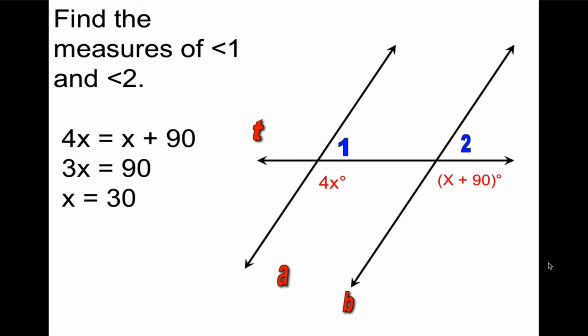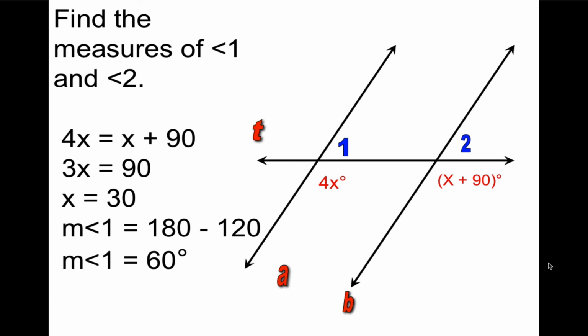The question is, what's the measure of angle 1 and the measure of angle 2? Well, this angle, the 4x, is going to be 4 times 30. That's 120 degrees. And this angle is x plus 90. That's 90 plus 30. That's also 120 because they correspond to each other. They both equal 120 degrees. The angles we're looking for are the supplements of that. So we're going to have 180 minus 120 equals 60 degrees. Angle 2 corresponds to angle 1. It also measures 60 degrees.